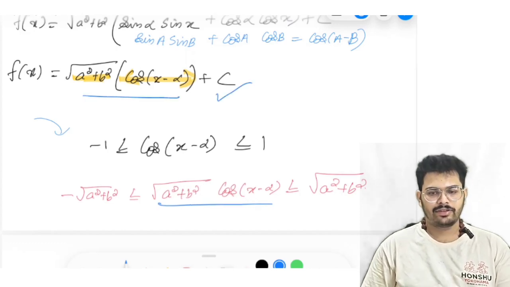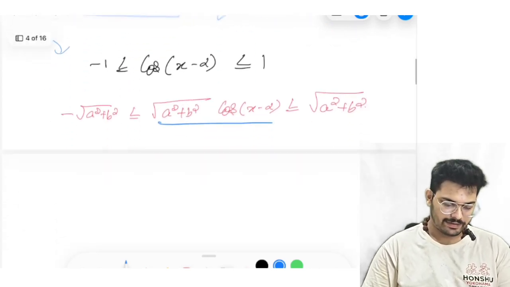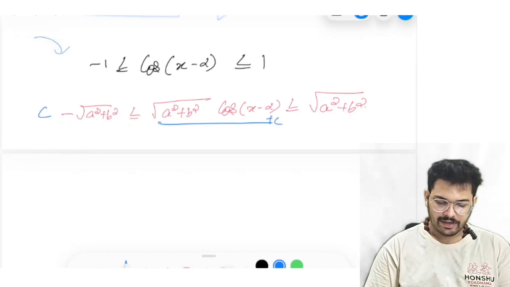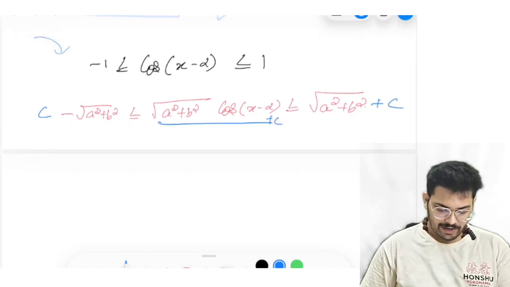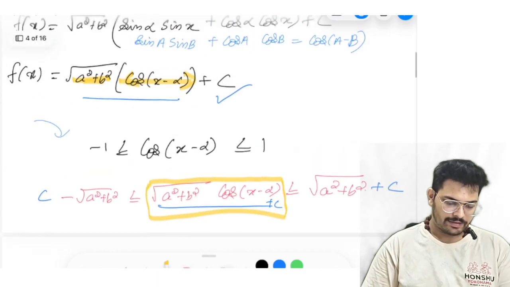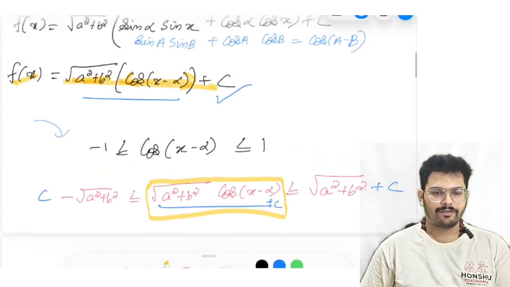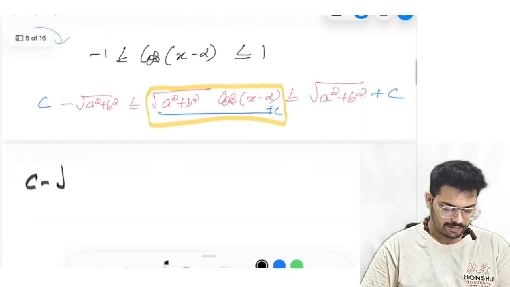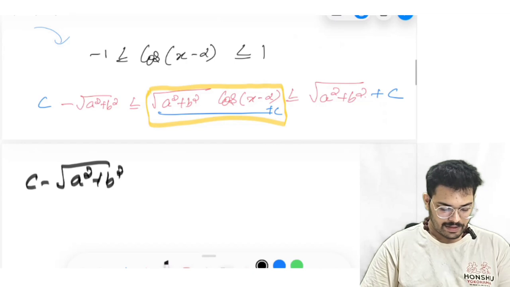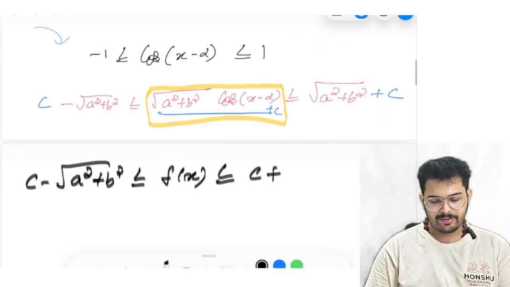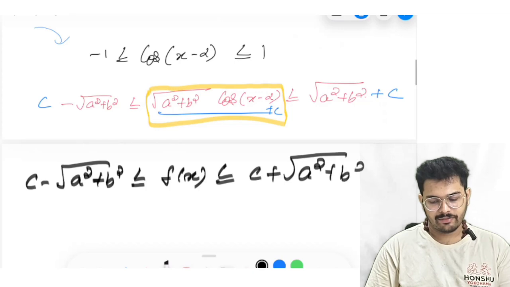Now, when you closely observe, there is an extra constant, so we will be adding a constant c to each and every term. When you add the constant, root of a square plus b square cos of (x minus alpha) plus c is equal to our f of x. So you can replace this value with f of x. So c minus root of a square plus b square is less than or equal to f of x, which is less than or equal to c plus root of a square plus b square.